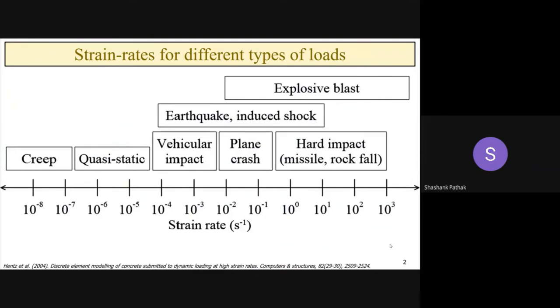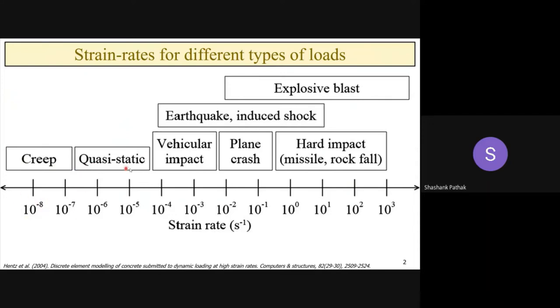This slide is giving you an idea of where blast loads lie in the zone of strain rates. When we are talking about strain rate, we can assign a different strain rate to different kinds of loading. Strain rate basically defines how quickly or how slowly your structural material is being loaded. That is the basic engineering layman's idea. Creep, for example, is very slow loading, which is why it has a very slow strain rate.